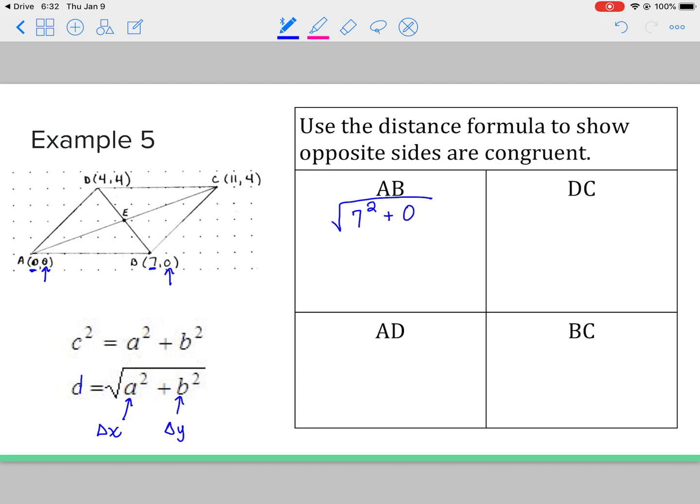So it just becomes the square root of 7 squared, which is the square root of 49. Whenever you only have one length that has any value, that's actually the length of the entire segment. So the length of AB is 7 units.